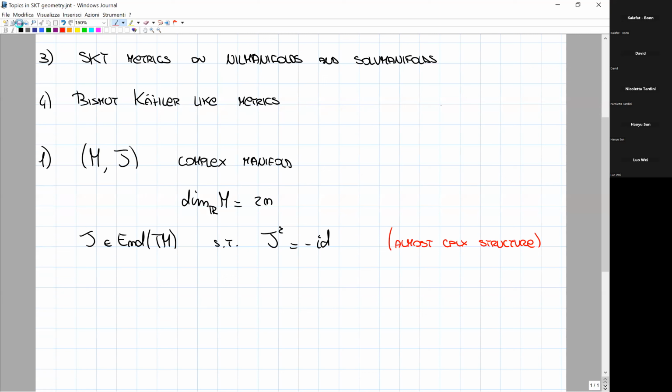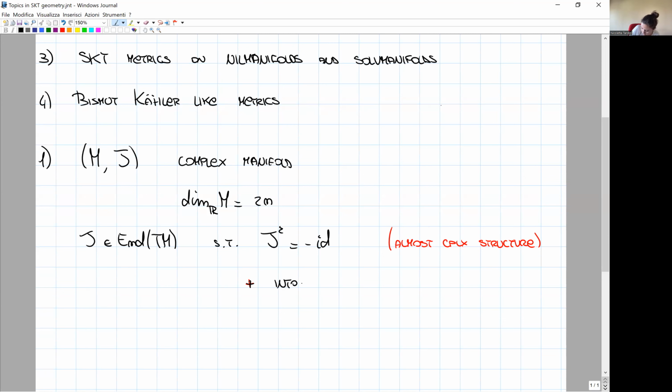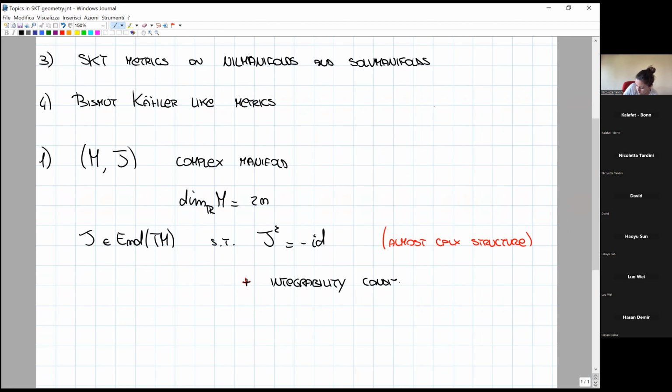But we want this structure to be also integrable. So we have an additional condition, the so-called integrability condition, that ensures that this tensor actually produces, locally, holomorphic coordinates. Essentially this tensor comes from a structure of complex manifold, which means that our manifold locally is modeled on C^n. We have this holomorphic atlas, so when we change charts, we really have holomorphic mappings.